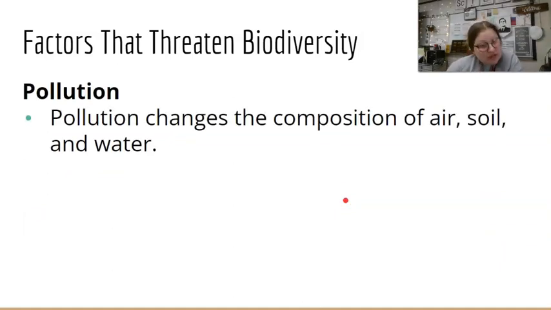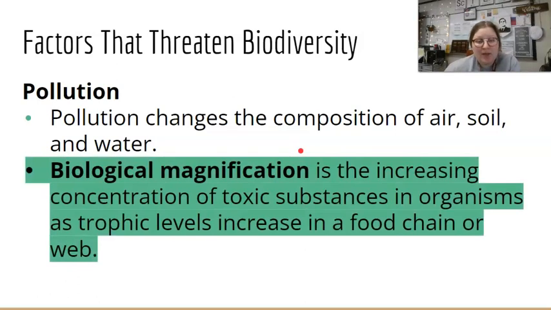The next is going to be pollution. So pollution changes the composition of air, soil, and water. And one issue that we see with pollution is this idea of biological magnification. And this is the increasing concentration of toxic substances in organisms as trophic levels increase in a food chain or web. So some pollutants or some toxins are fat soluble, which means they're going to hang out in the fat cells of whatever creature has ingested it.